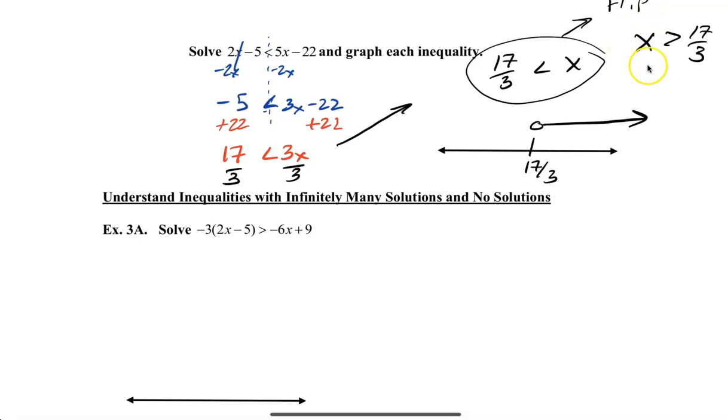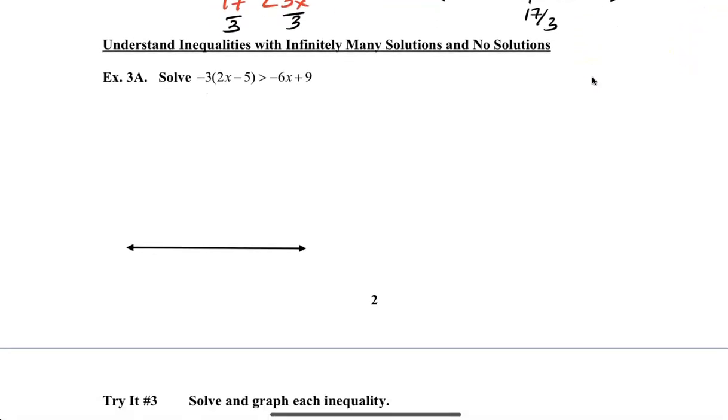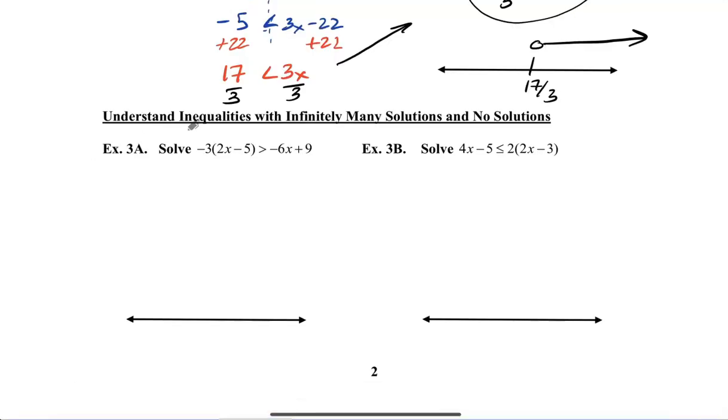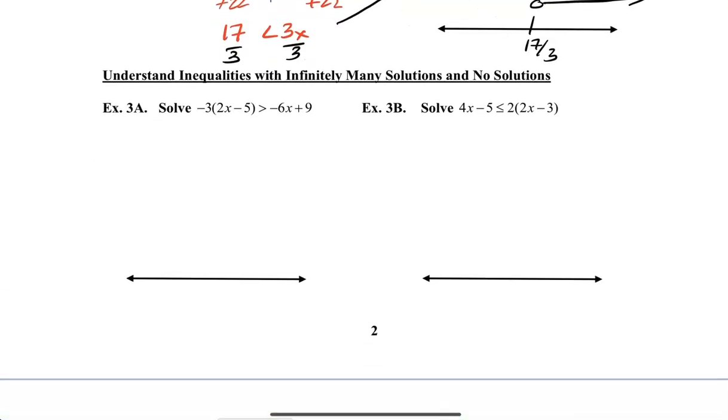It works, but it has to be in proper math notation to do that. Okay, let's talk about infinitely many solutions and no solution. So in this one here, let's do this first one. So let's shoot the negative 3. So negative 6x plus 15 is greater than negative 6x plus 9.